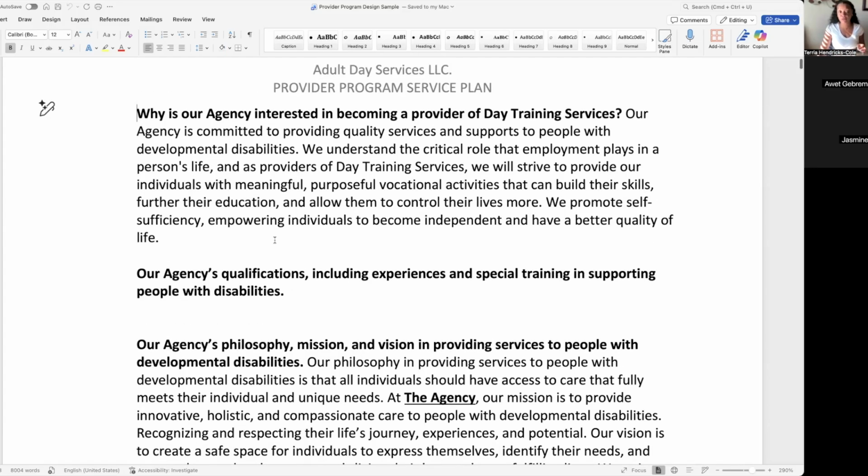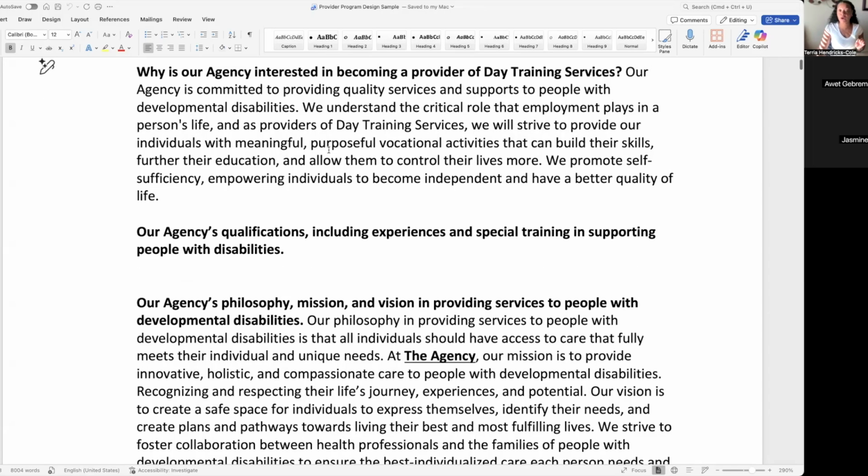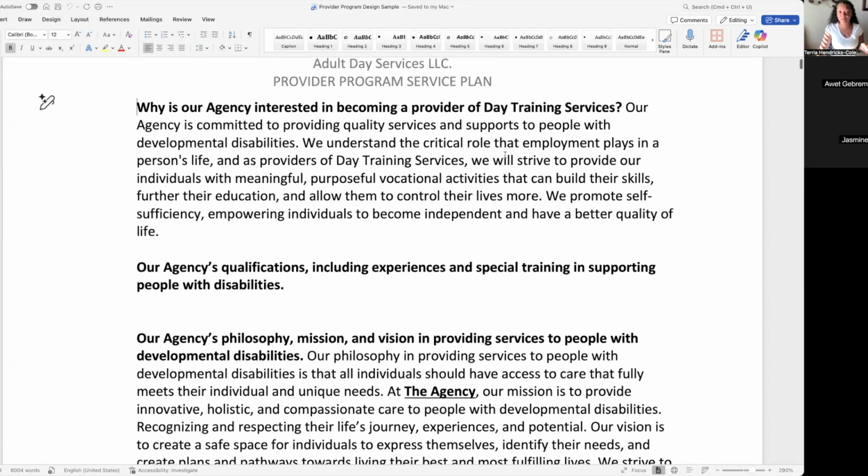Okay, so first and foremost, the first question they need to have you answer on your program design or your program service plan, each state calls it something different, so I'll interchange those languages, either service design or service plan or program design: why is our agency interested in becoming a provider of day training services, day program services? Why is your agency interested? So here's the very basic answer to the question that I have provided you guys.